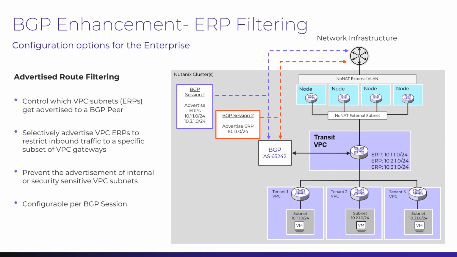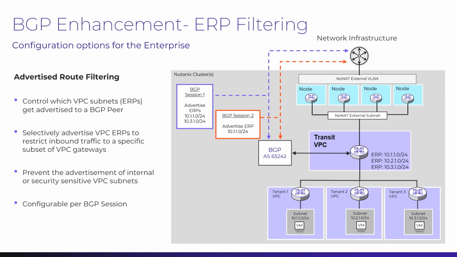The first enhancement we will look at is advertised route filtering, also known as externally routable prefix filtering. In past releases, when BGP was deployed, all externally routable prefixes, or ERPs, from a VPC would be advertised to the upstream BGP neighbors. All ERPs were advertised with all of the same characteristics. With the new advertised route filtering, users can define which externally routable prefixes from each VPC are advertised to specific BGP peers, ultimately allowing precise control over the traffic entry points.